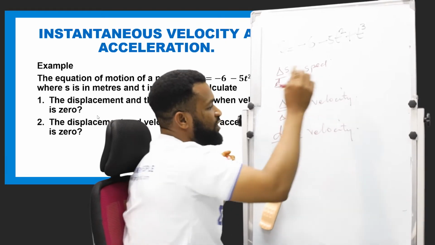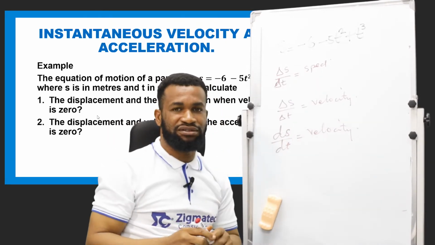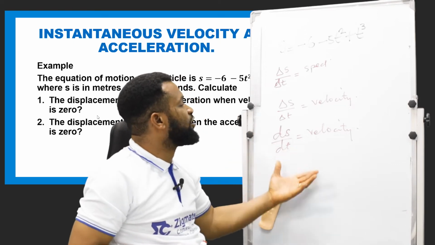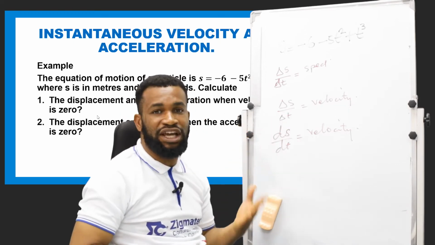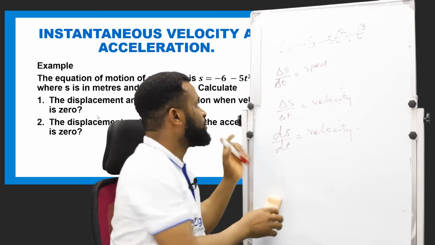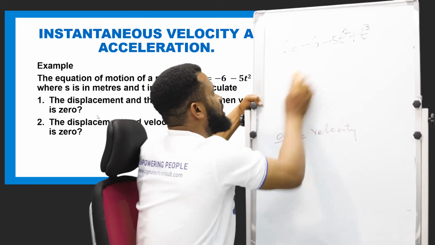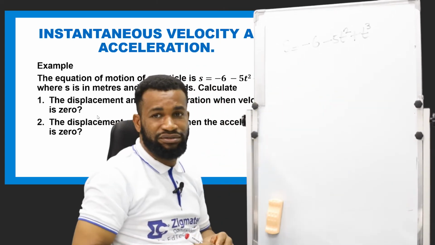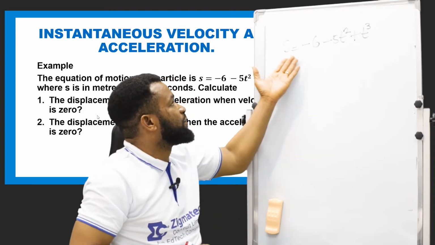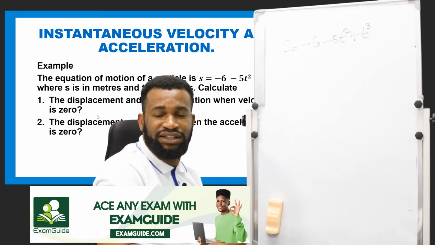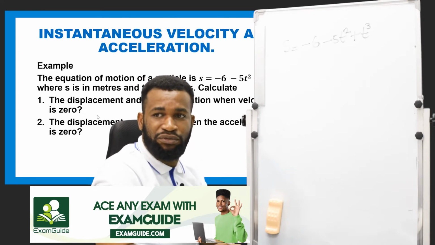That is just it. Slope. Maybe you can attend more of further maths class to understand what that means. So now the slope of the displacement-time graph is velocity. We are going to apply it on this problem. What we need to do is to differentiate this expression. We have to differentiate s with respect to time to find velocity.